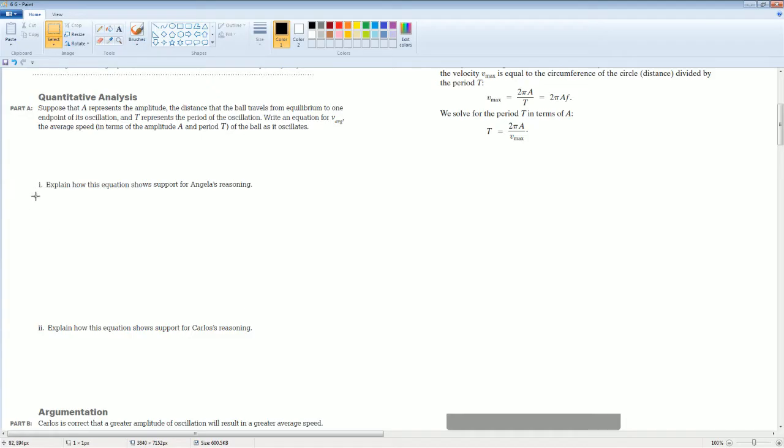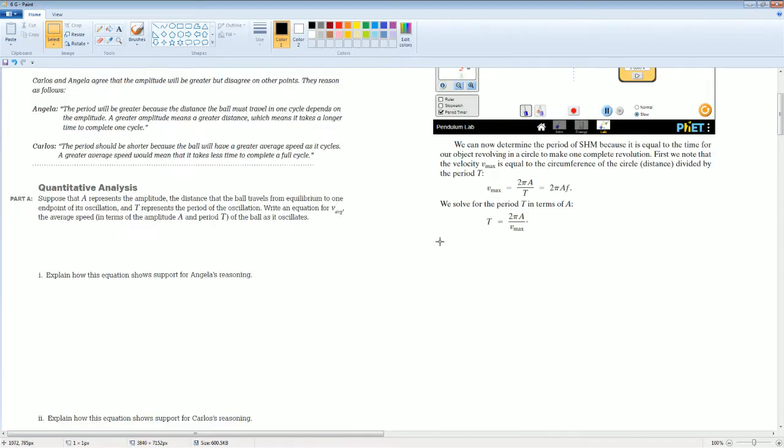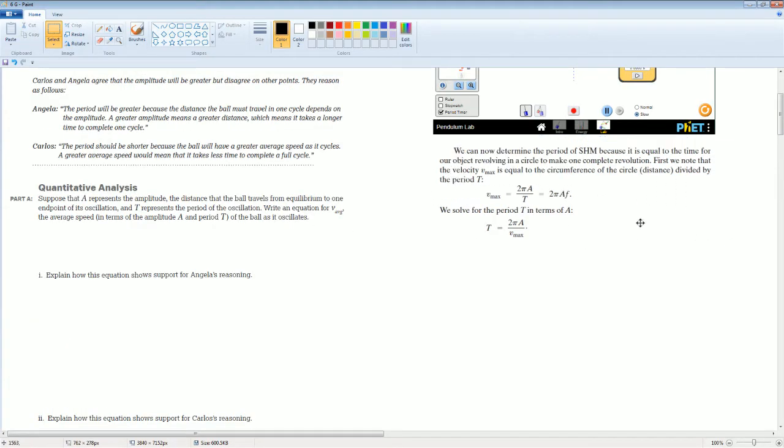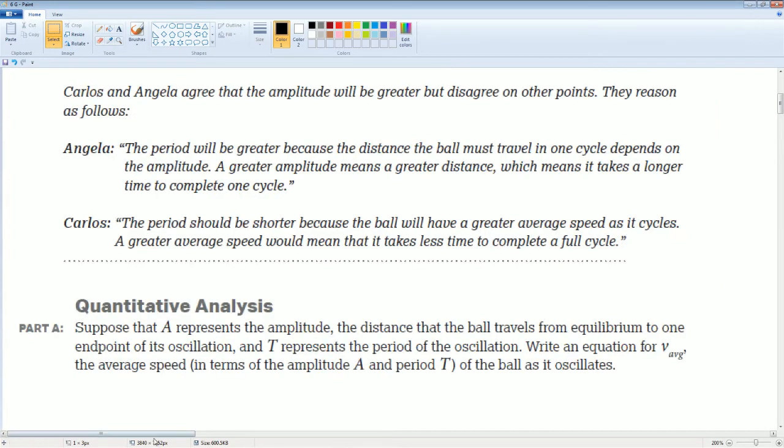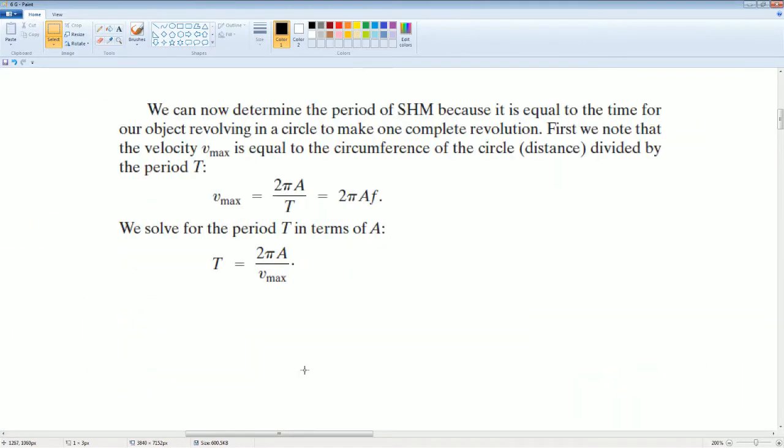All right, so explain how this equation. First of all, you're going to write an equation here for the period. And if you look at your notes, it should come from this point, right? You can derive the equation using this. Vmax is equal to 2 pi amplitude over T, and you can solve for the period. The period equals 2 pi A over the Vmax. Just to let you know, this is going to behave the exact same way.